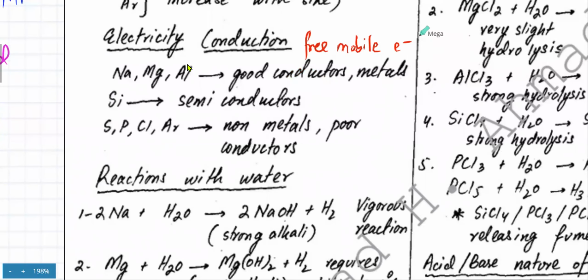Which is why you use aluminium as wires, and you use it for high voltage transmission. It doesn't rust as well. It must be written somewhere that aluminium doesn't rust, and it's used in high voltage transmission because it's a very good conductor of electricity.